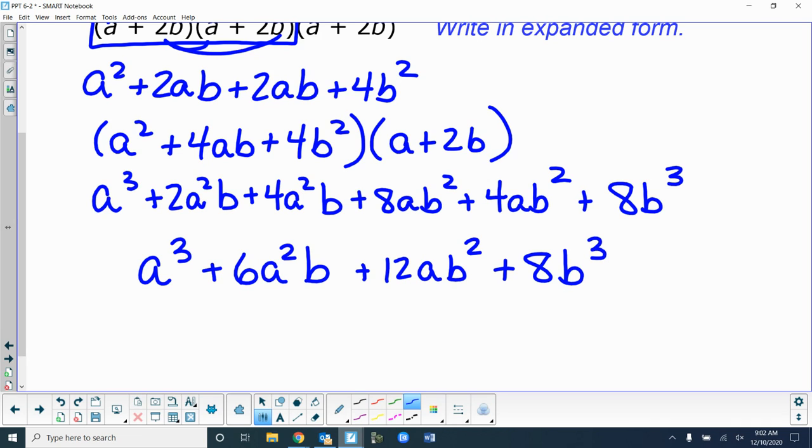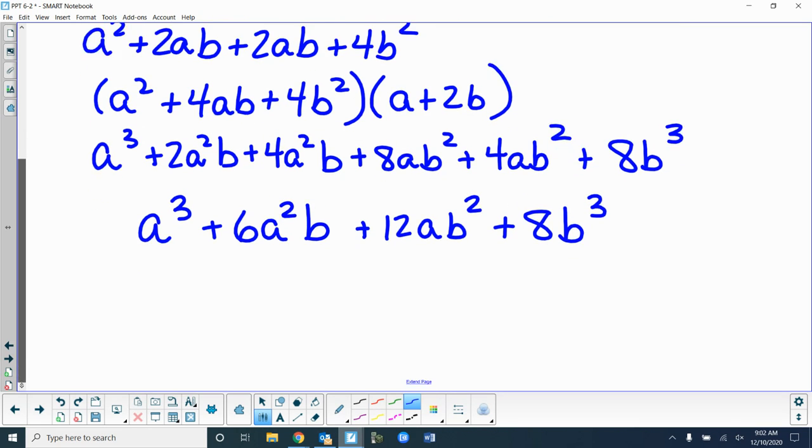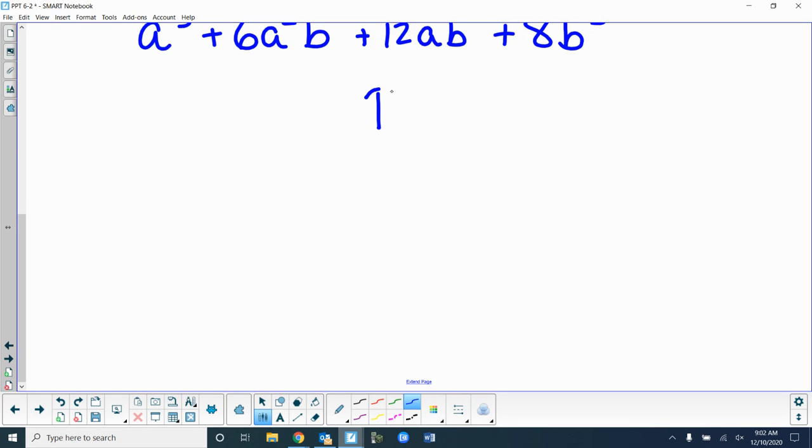Okay? Now that's one way to do this. And this isn't bad when you got a 3, but what if you get like a 5 or a 6? Would you want to keep doing that? No, you wouldn't, okay? So we're going to use Pascal's triangle to do that same problem, okay? And here's how you make Pascal's triangle.